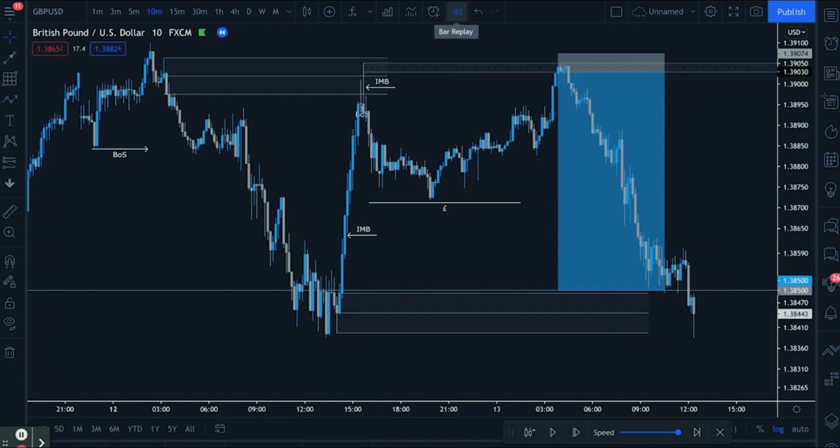So this has been a confirmation trade example. Hope you've enjoyed it. Hope you found some value.